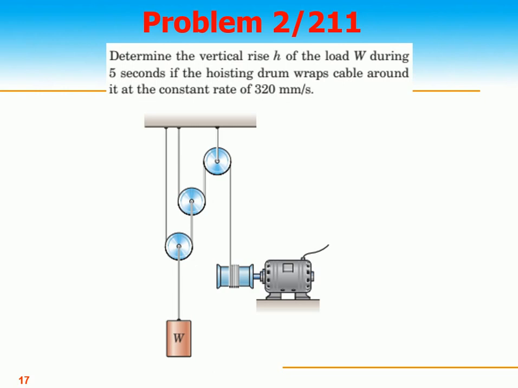Let's see another problem, 2-221. Determine the vertical rise h of the load W during 5 seconds if the hoisting drum, this is the hoisting drum, wraps cable around it at a constant rate of 320 millimeter per second. So what is the height the weight W gets in 5 seconds, if its wrapping speed is 320 millimeter per second?